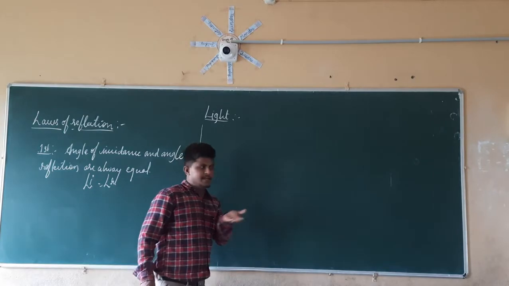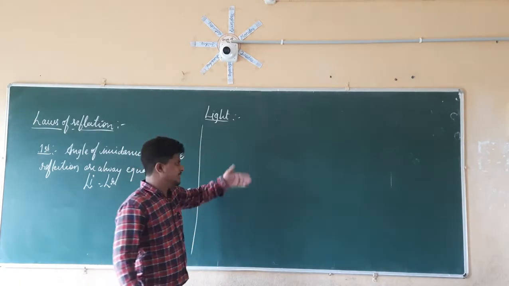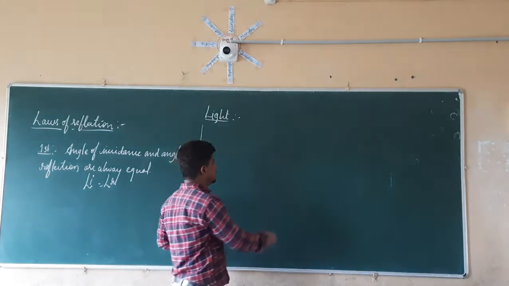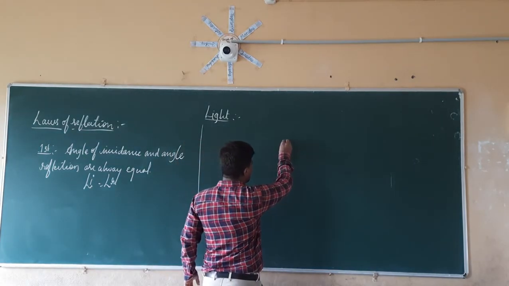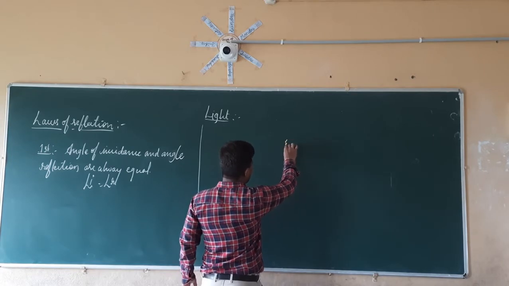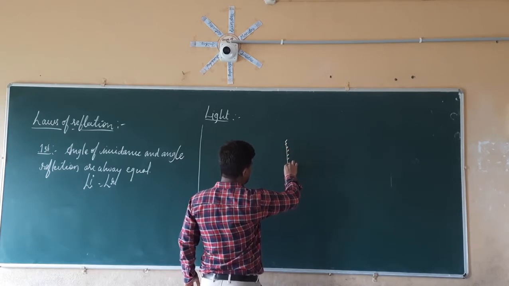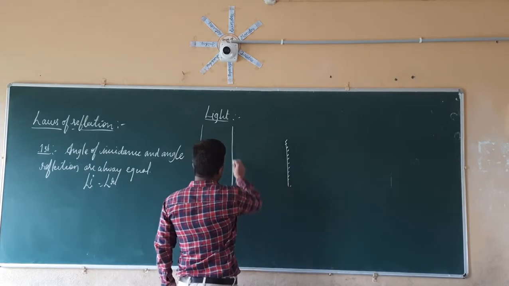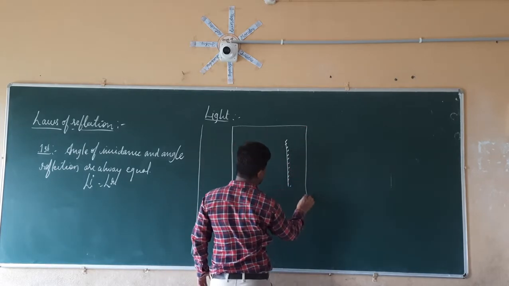Alright, we are going to take a sheet of paper on the table. Let this be the table, but it is in top view. We are seeing the table. On that sheet of paper, we are going to keep a mirror here.